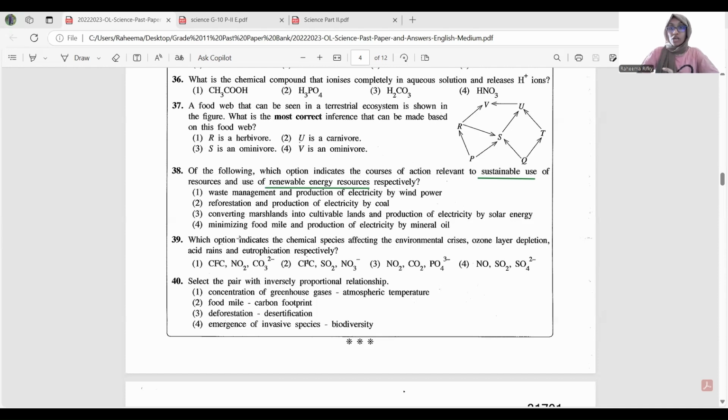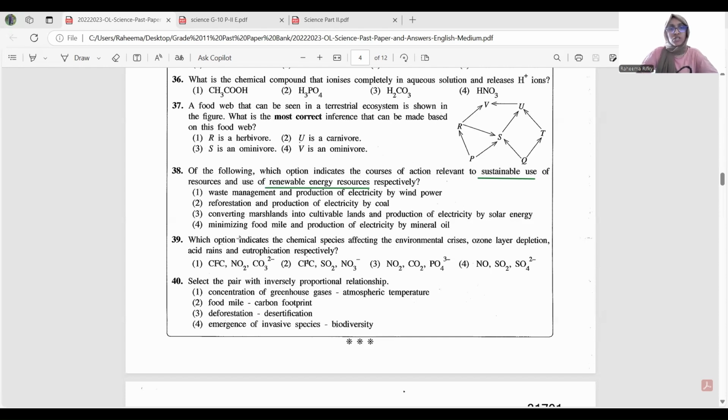Reforestation. Reforestation, okay, but it's kind of... and production of electricity by coal. Coal, of course, is not a renewable energy resource. Coal takes a long time to form. And reforestation, now cutting off the forest is deforestation. And reforestation, you're planting, okay, you can take that, but the other part you cannot take.